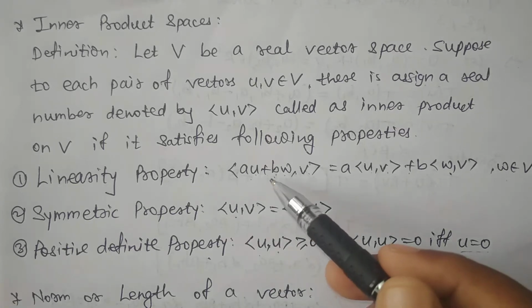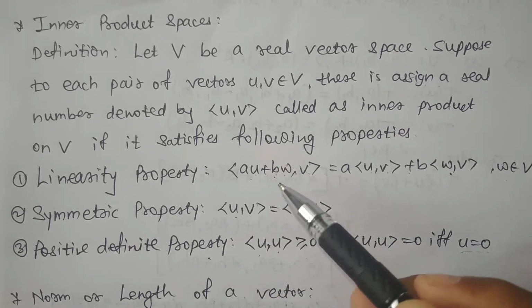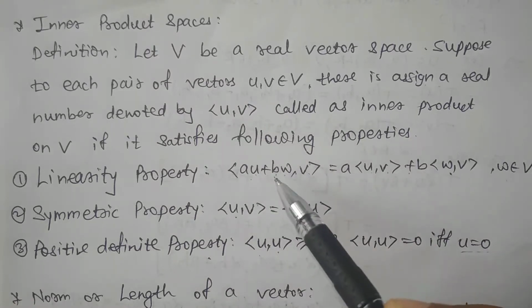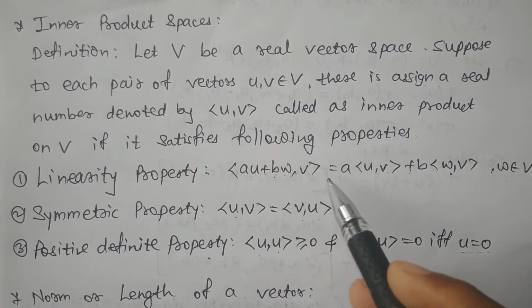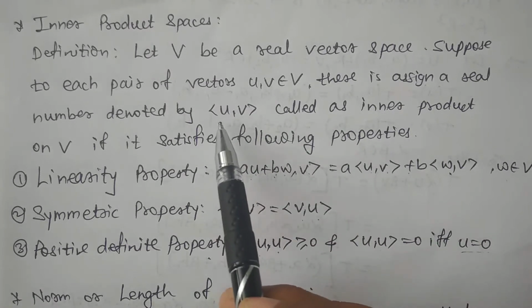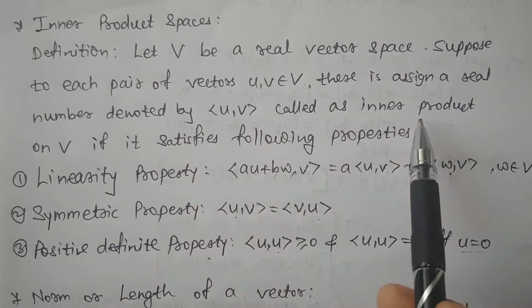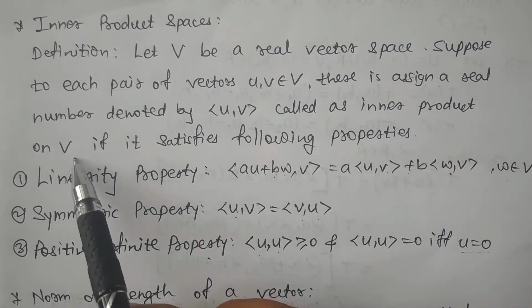If this notation satisfies these three properties, then we call (u, v) an inner product on the vector space V.